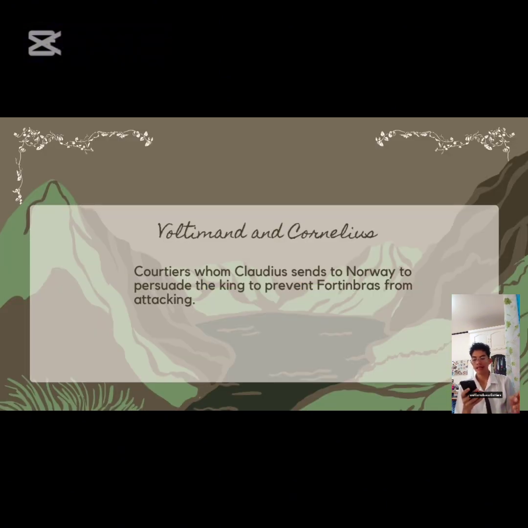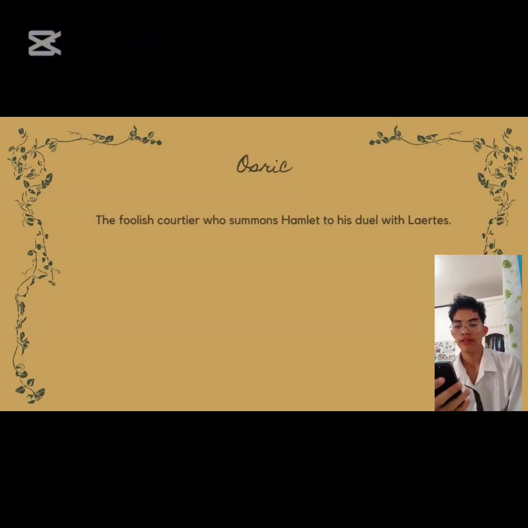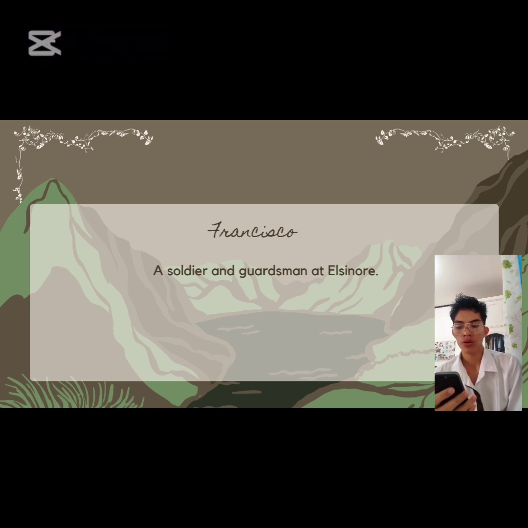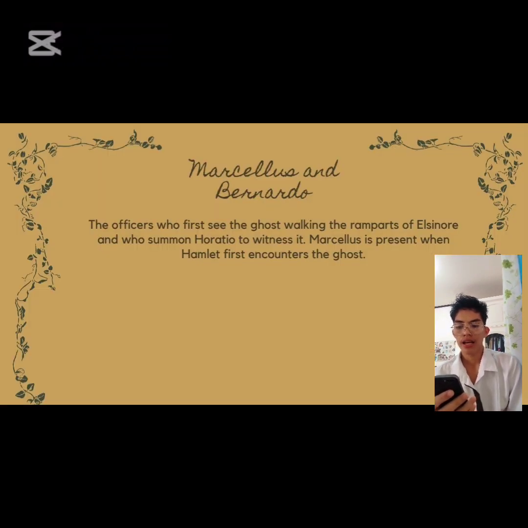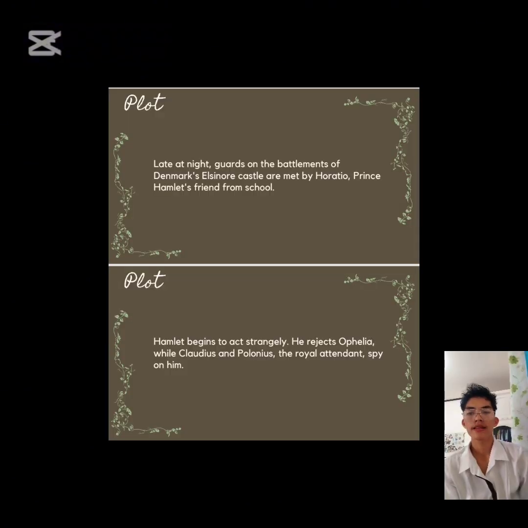And also Voltimand and Cornelius, courtiers whom Claudius sends to Norway to persuade the king to prevent Fortinbras from attacking. And next is Osric, the foolish courtier who summons Hamlet to his duel with Laertes. And also Francisco, a soldier and guardsman of Elsinore. And also Marcellus and Bernardo, the officers who first see the ghost walking the ramparts of Elsinore and who summon Horatio to witness it. Marcellus is present when Hamlet first encounters the ghost. The last one is Reynaldo, Polonius' servant, who is sent to France by Polonius to check up on and spy on Laertes. And also let's proceed to the plot of the story.